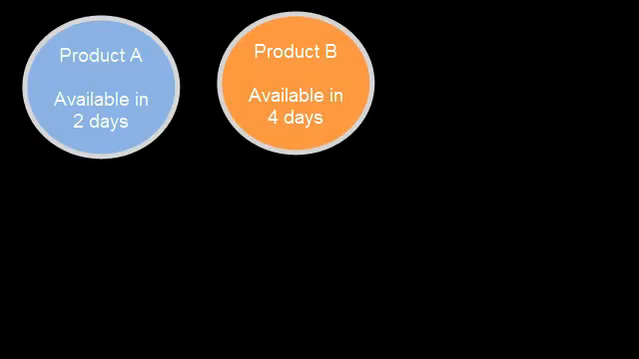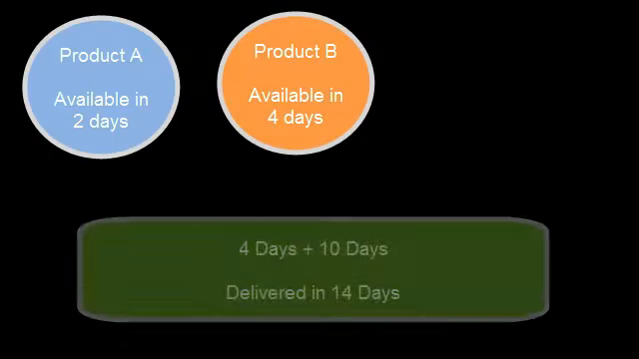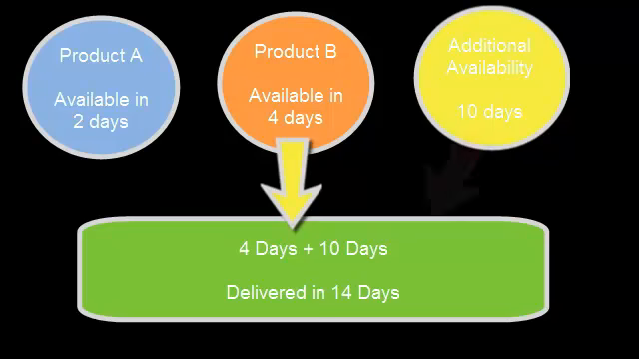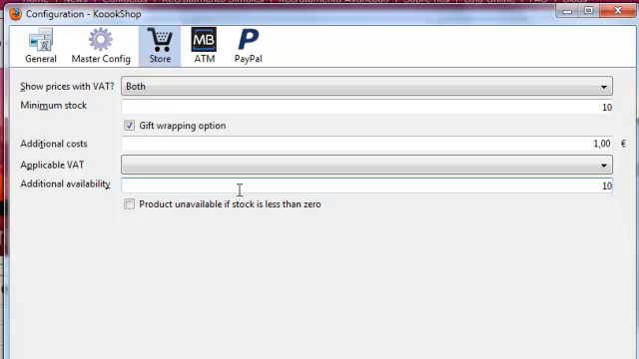If a client orders 2 products, the product A being available in 2 days and B in 4 days, the delivery will be calculated according to the sum of the longest delivery date, 4 days, with additional availability, 10 days in this case, meaning products A and B will be delivered in 14 days. If the box Product Unavailable if stock is less than 0 is selected, the client won't be able to place an order whenever the product is not available in stock.